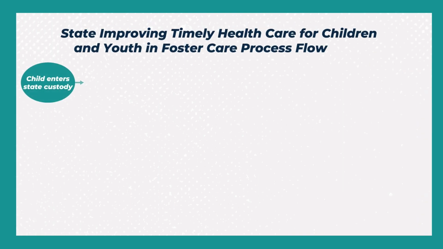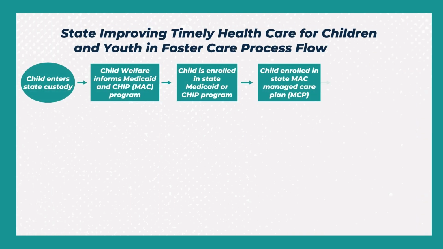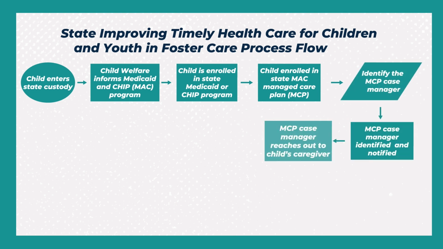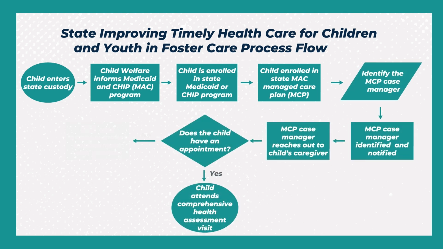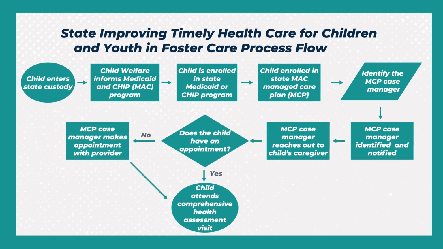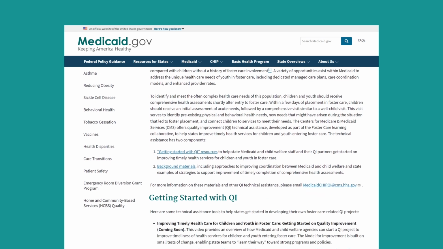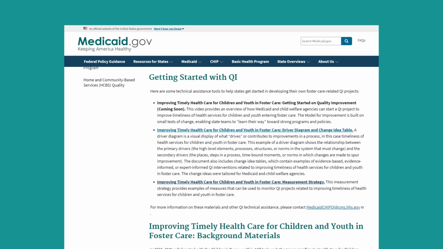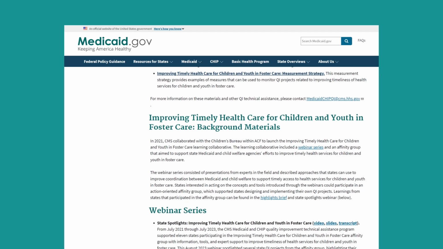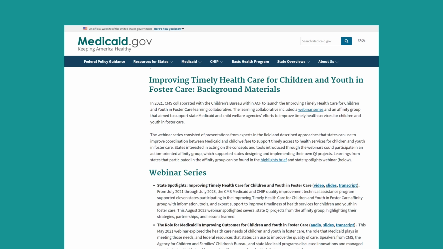Another tool that may help your team identify potential change ideas is a process flow, which is a visual display of the steps in a process. Seeing all the steps that are part of your current process can help you see what happens between the beginning and the end. You may find processes that are taking too long or not happening at all. A process flow helps you see opportunities to improve the process and in turn realize your aim. You will find an example of improving timely health care for children and youth in foster care driver diagram and a change ideas table, as well as other resources on Medicaid.gov.